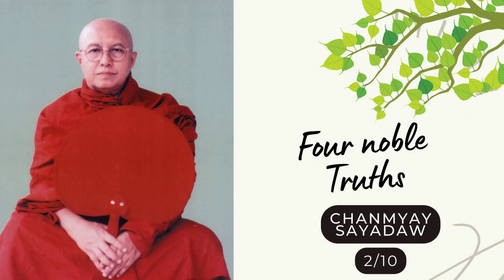The first truth is to be realized. The second is to be abandoned or removed. The third is to be experienced. The fourth is to be developed. So the first truth is called pariññeyya in Pali. Pariññeyya means the Dhamma that must be realized by meditators.